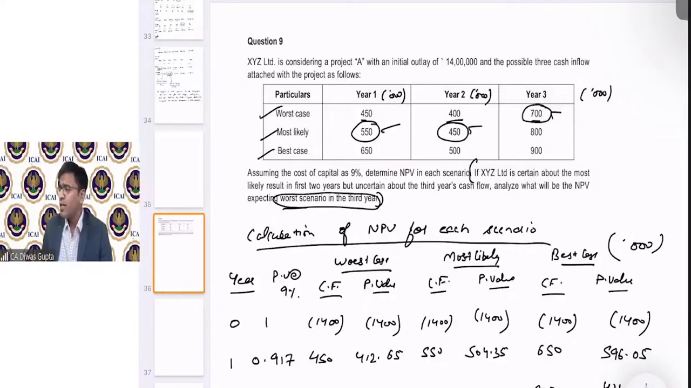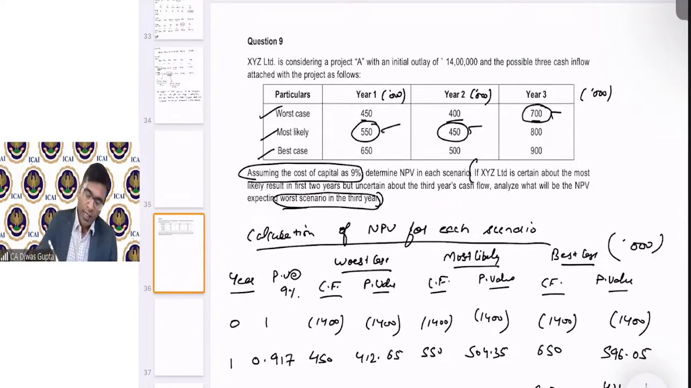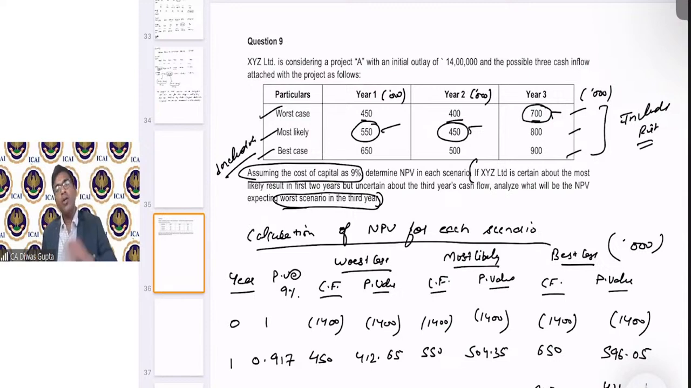Here we should use risk-free rate, and in the third year we'll take RADR. No, no, no, Manisha, we can't do that. See, first of all, in the question it has been given to us that there is a cost of capital at 9%. So this cost of capital is already including the risk. Further, worst case, most likely, and best case, all these three also include the risk. It's not that risk is not included here.